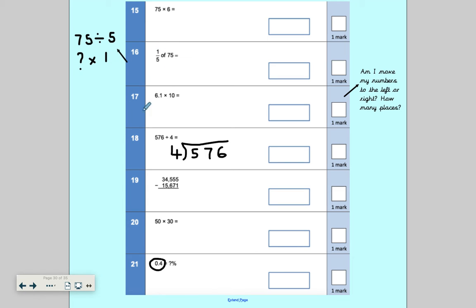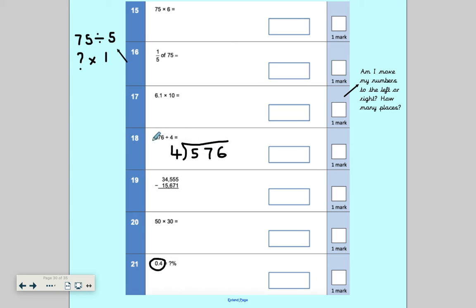Okay. Moving on to 17. Now we all should be masters at this one. We have done timesing by 10, 100 and 1,000 just before Christmas, so we should remember. My questions to help you with it is, can you move it left or right? So which way are we moving it? And how many places? So how many places do I move it when I just times it by 10?